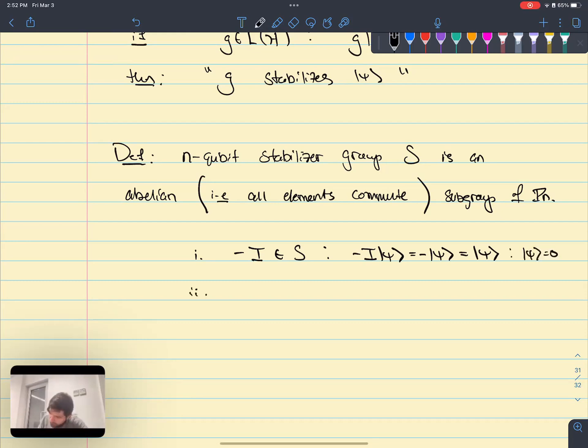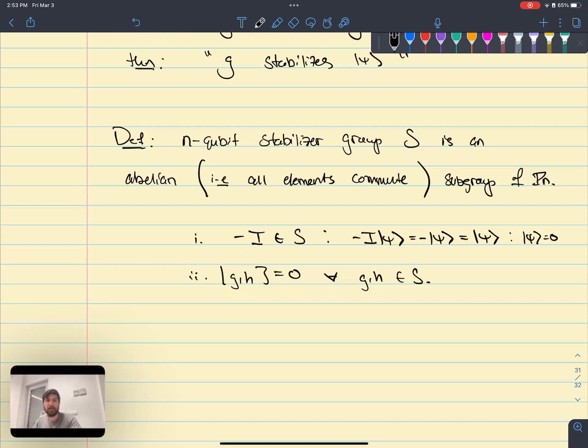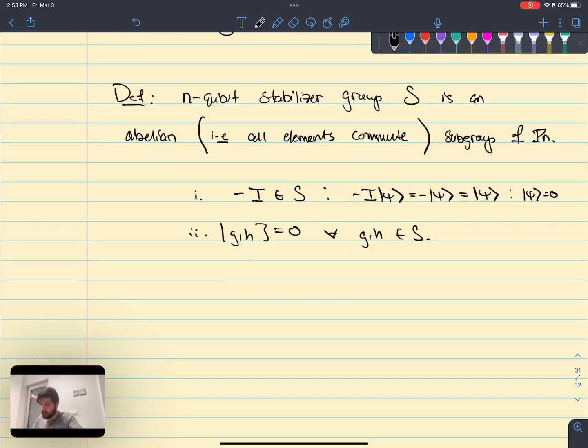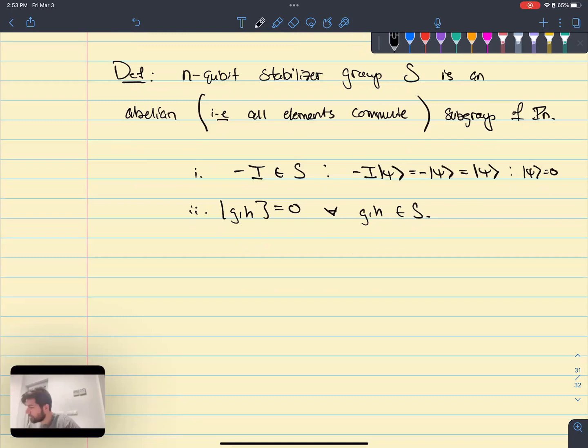Another thing that you must have is that all elements inside of the stabilizer commute, so the commutator of G and H equals 0 for every G, H. This seems like an obvious necessary condition, because in quantum mechanics, to stabilize a state is to say that it has eigenvalue 1 on that state, and we know that operators cannot share the same eigenstate unless they commute. So that's the straightforward second one.